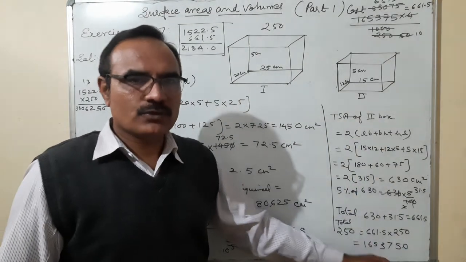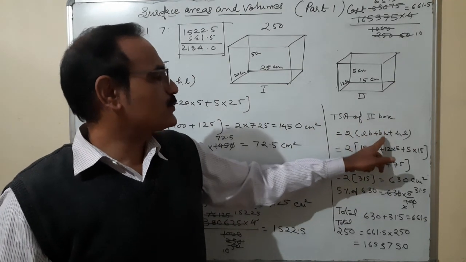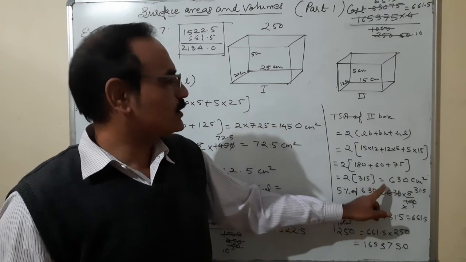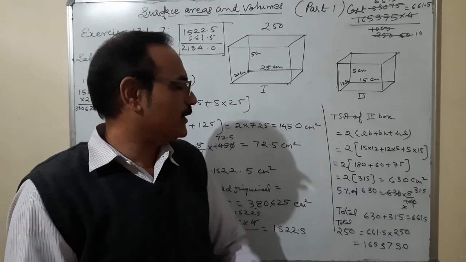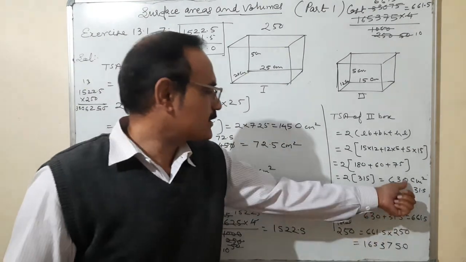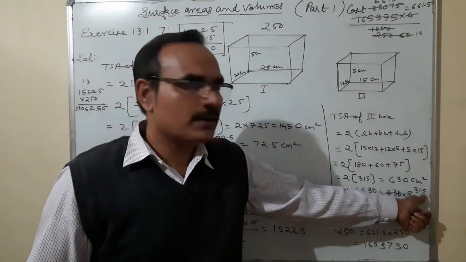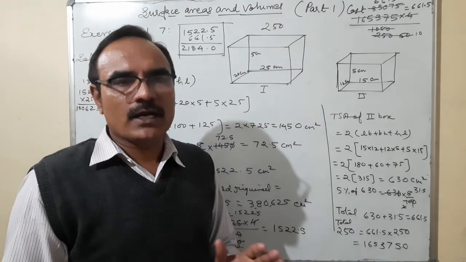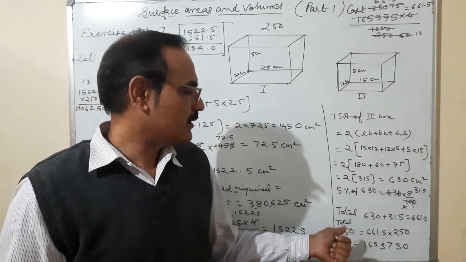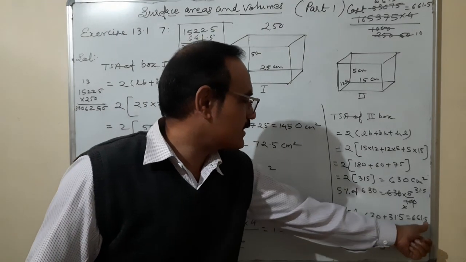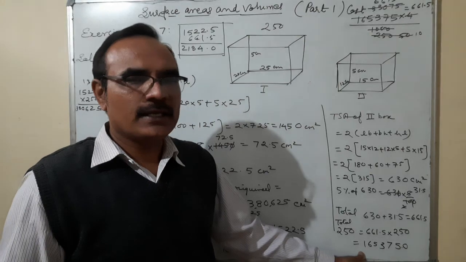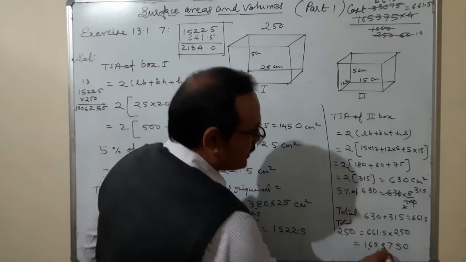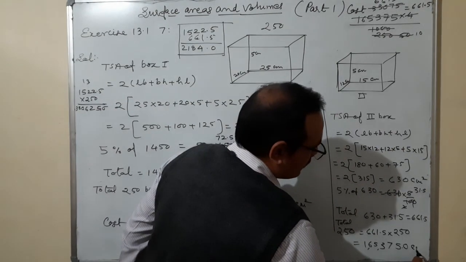So now here I have solved the question. TSA of second box 2LB plus BH plus HL. I'll put the values 15, 12 and 5 here. And after that the calculation, this total surface area of second box is coming 630 centimeter square. Again finding the 5% of 630. 5% of 630 is equal to 31.5, which is to be added to 630. So it is coming 661.5. But how many boxes of this type? There are 250. So multiplied by 250, the area of cardboard is equal to 1,65,375 centimeter square.